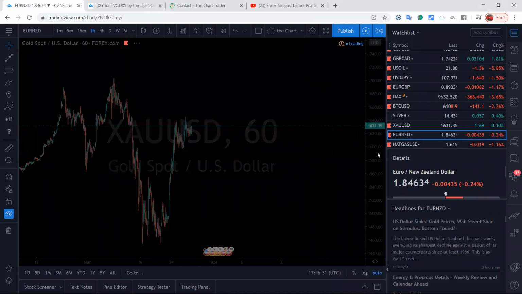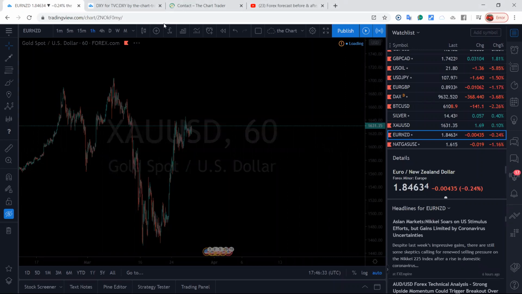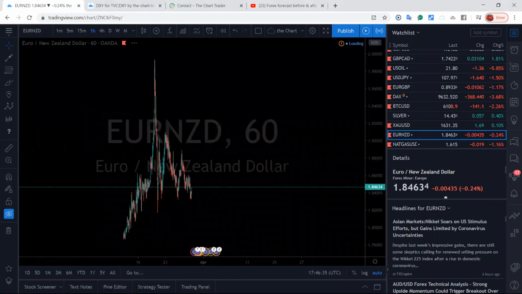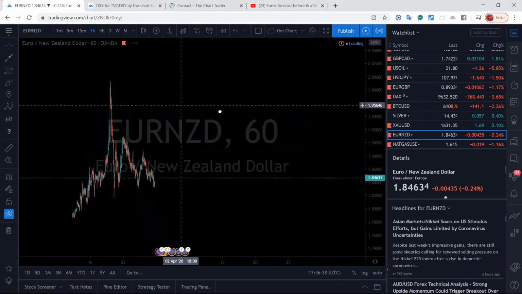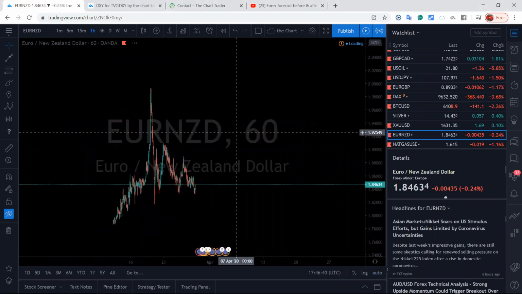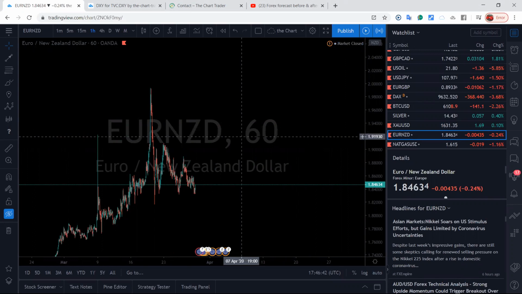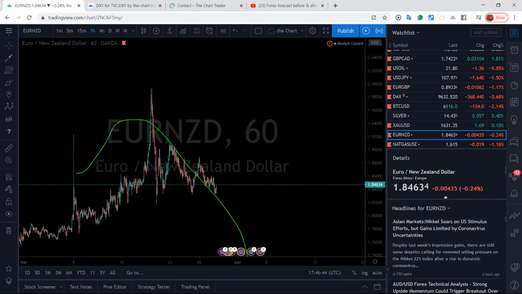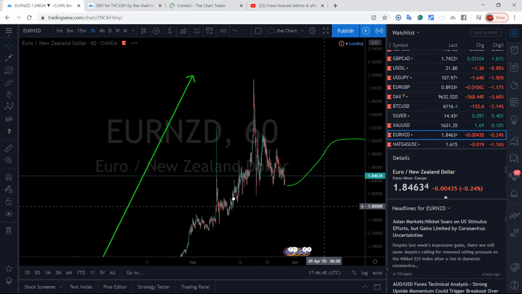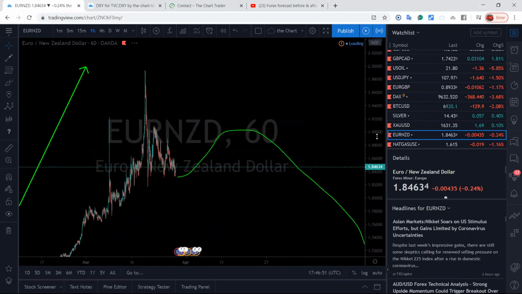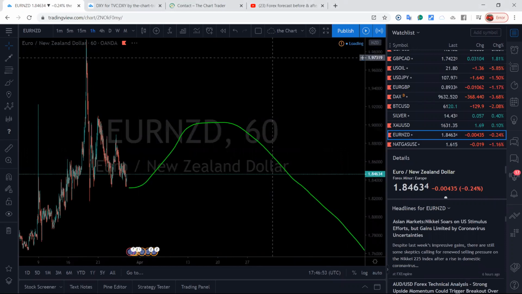Let's quickly move to Euro New Zealand. The Euro New Zealand I already posted here on my TradingView account. Let's look for the short trade. I'll link this in the description below, the link to my TradingView page. And let's bring it up, and we can see them doing this. So next move, possibility to the upside.